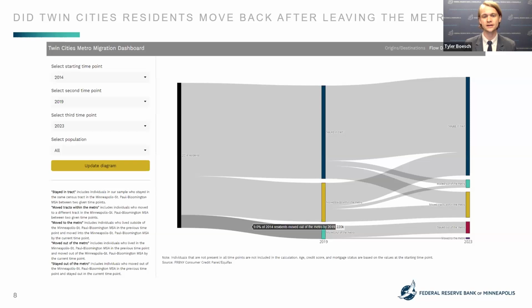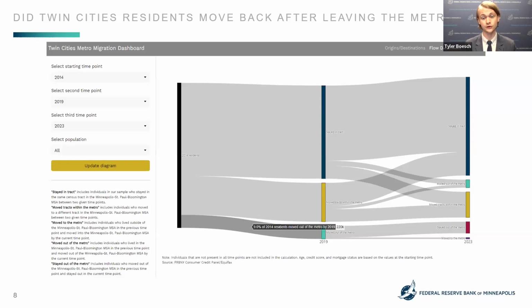From there, we can look at those same groups and look at the period between 2019 and 2023 and see how they further moved or stayed in place. So for those who initially stayed in their tract, some of them again just stayed in their tract, they did not move, while some moved out of the metro and others moved within the metro. For those who initially moved within the metro, some folks stayed in place, while some moved again within the metro or left the metro entirely.